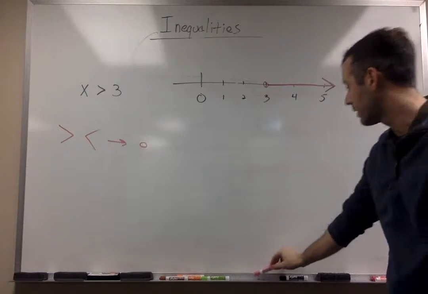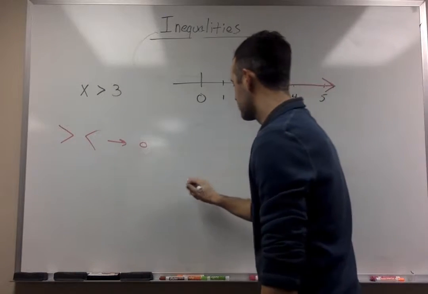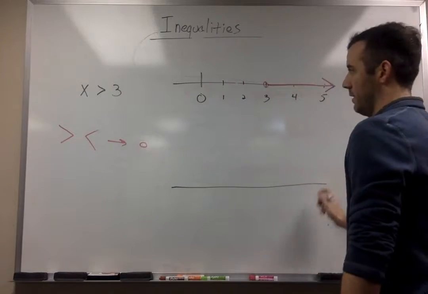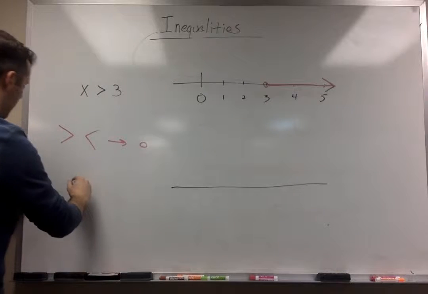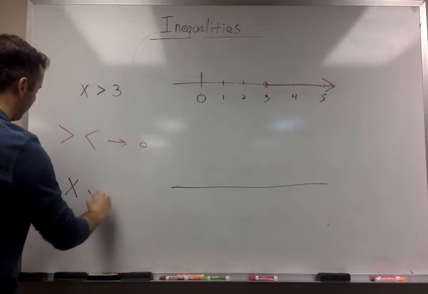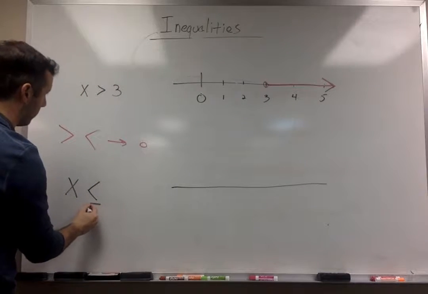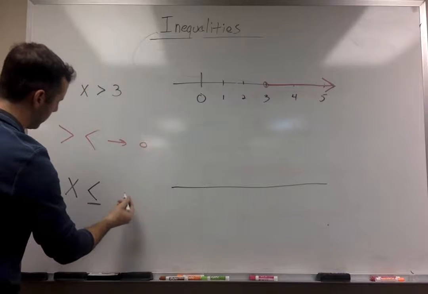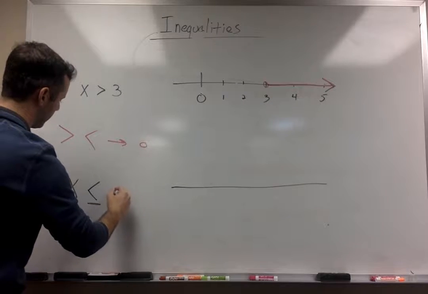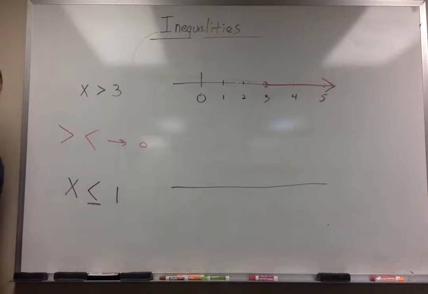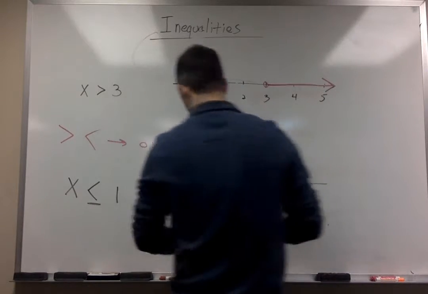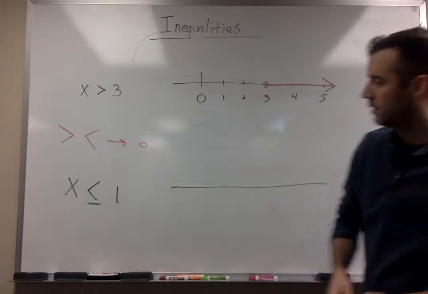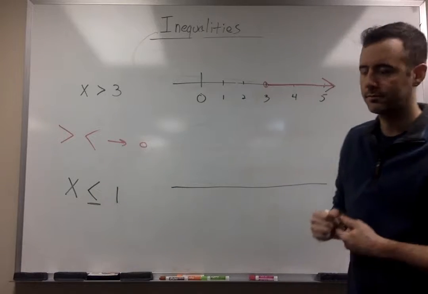Let's show you another example on a number line that's a little bit different. This time we'll say x is less than or equal to, let's pick another number, 1. X is less than or equal to 1.